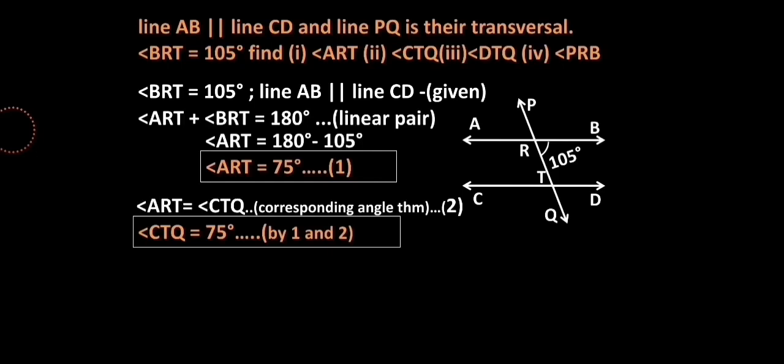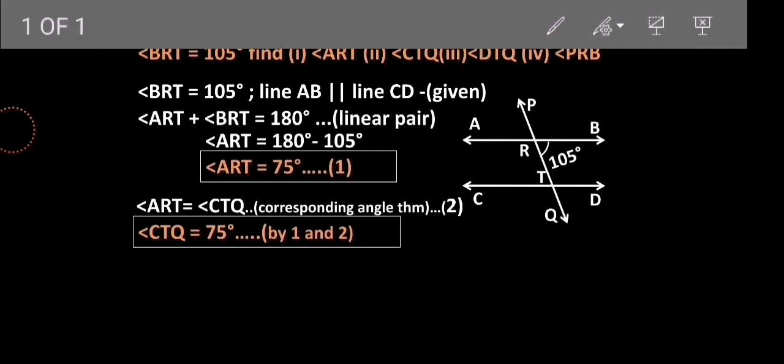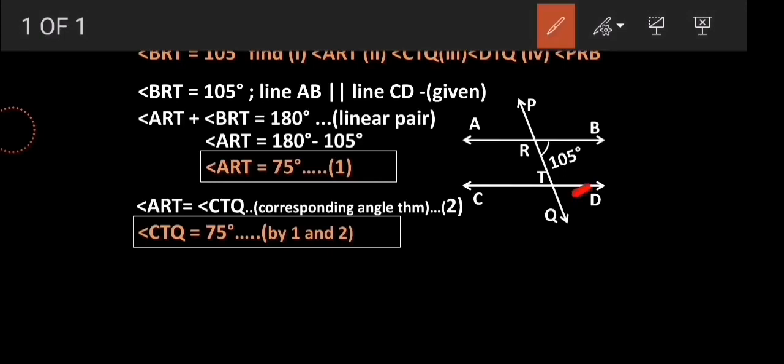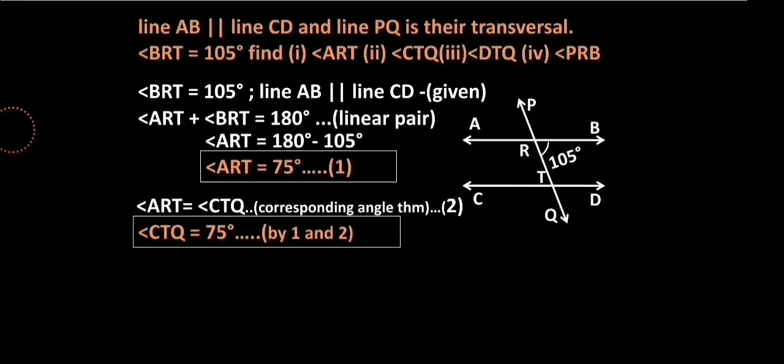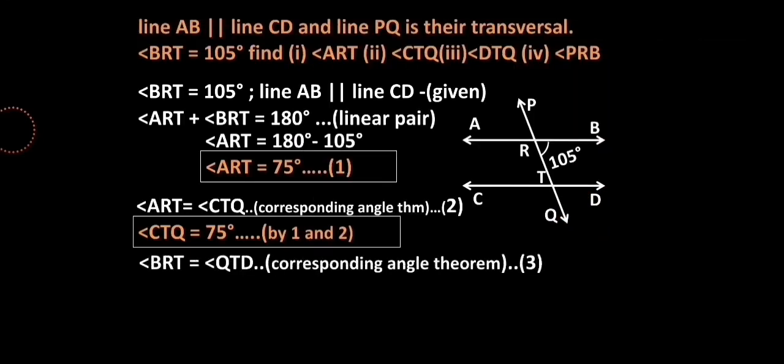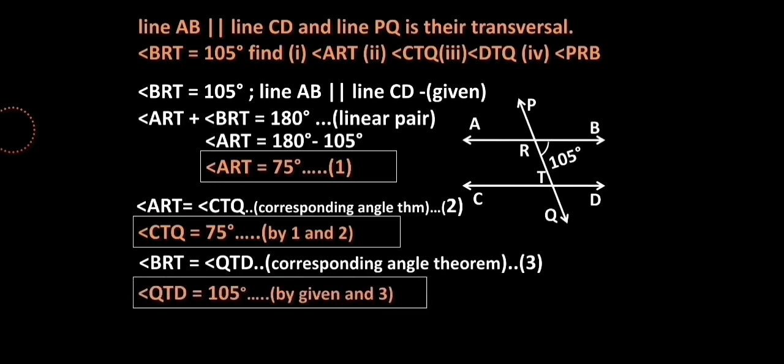The third one we need to find is DTQ. Where is DTQ? Can you locate it? Yes, DTQ is over here, and again DTQ and BRT are nothing but corresponding angles, right? And since lines are parallel, we can say these angles are also equal to each other, and that makes QTD equal to 105 degrees according to the corresponding angle theorem. That is the third part of our answer.